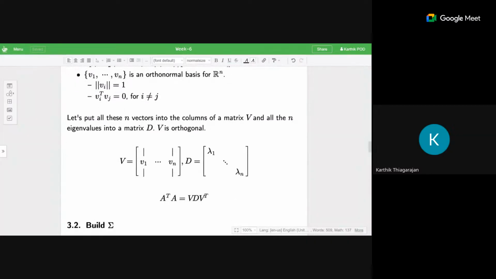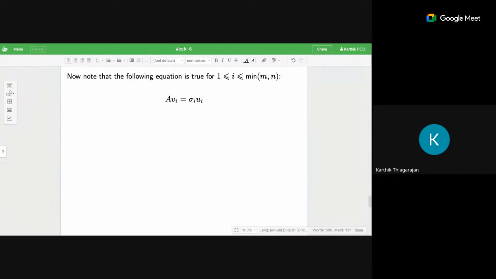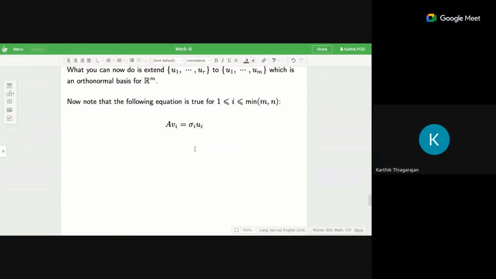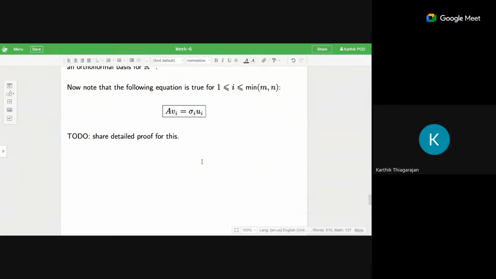But basically what it means is that Vr+1 to Vn are such that if you multiply A with them, it's going to be 0. I'm not going into that part now. For those who are interested, I will share a detailed write-up of this soon. So this is a to-do from my side: share a detailed proof for this. But for now, please take note of this. We will look at this soon.